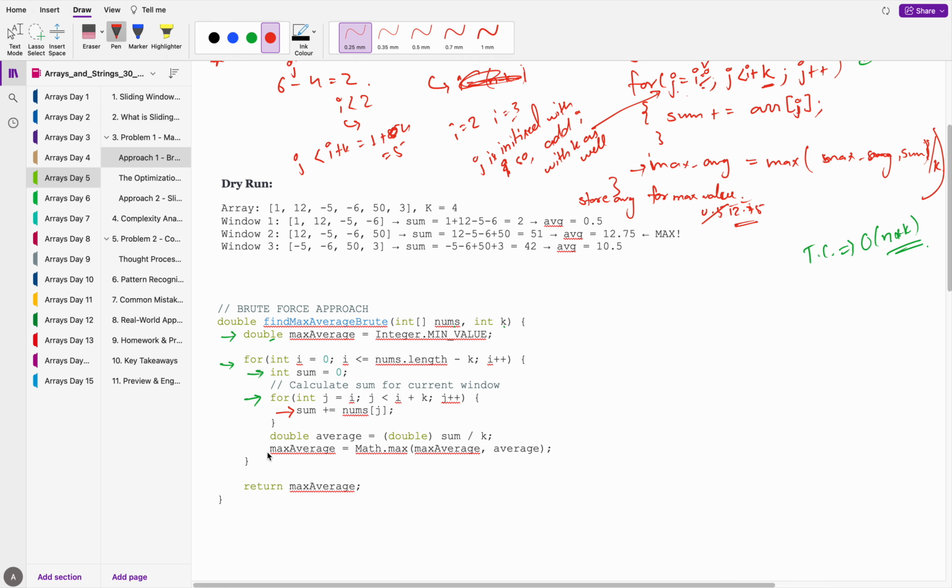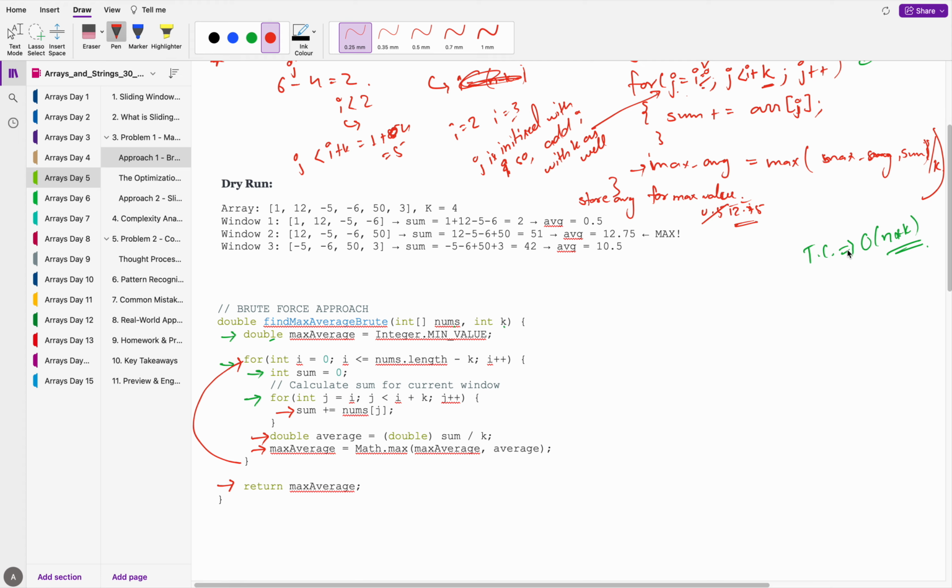We'll be calculating the sum properly. Then after that, we are calculating the average value and then updating the maximum average. And once this whole process of calculating the average sum in every window of size 4 is over, we will be returning whatever is stored in the max average. Okay, I hope this is clear.